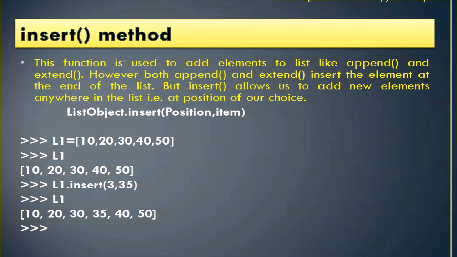Like list object dot insert position then item. Like L1 equal to this is the value. L1 dot insert, you will write 3, the third position, and which value you want to insert, 35. So position 1 2 3, after the third the value 35 will be inserted. So this will be the output.